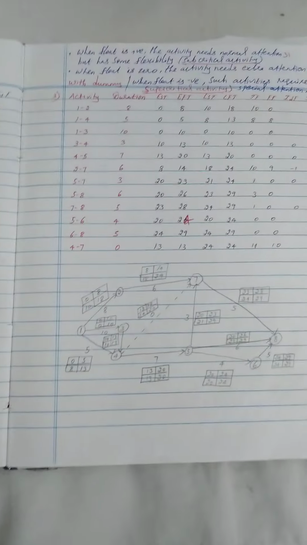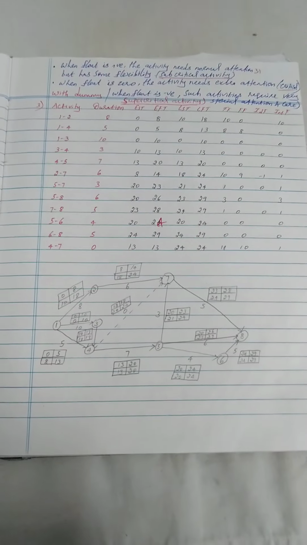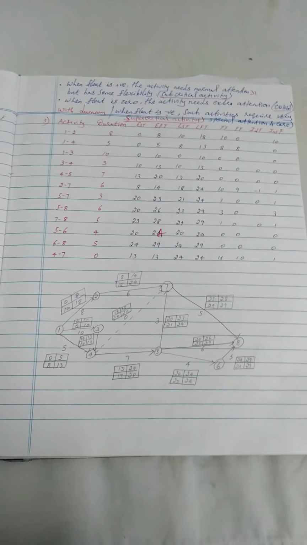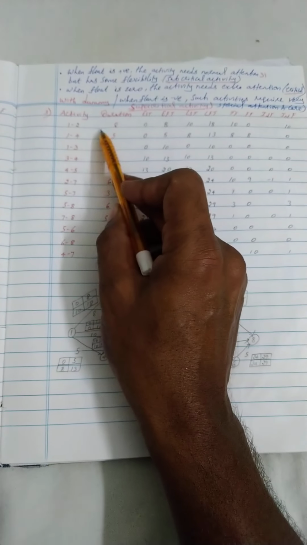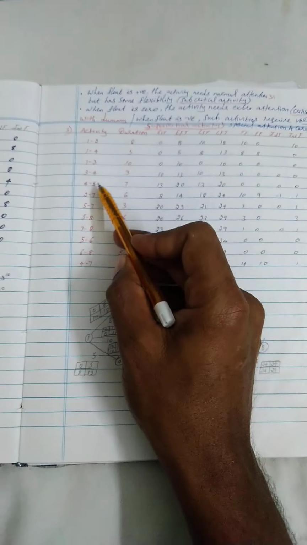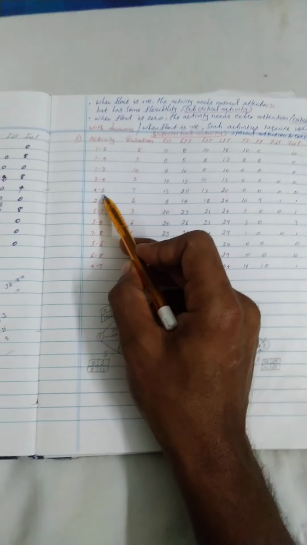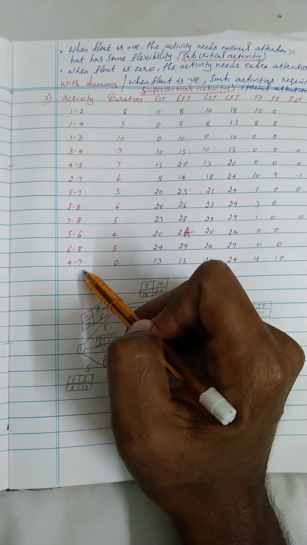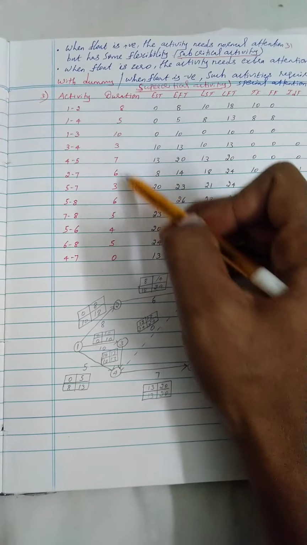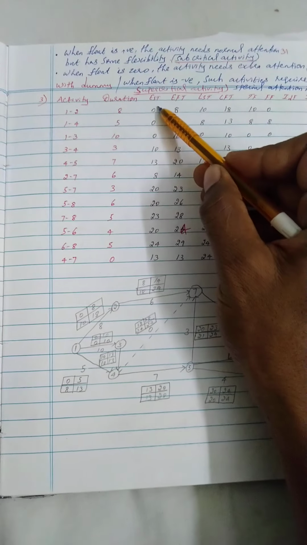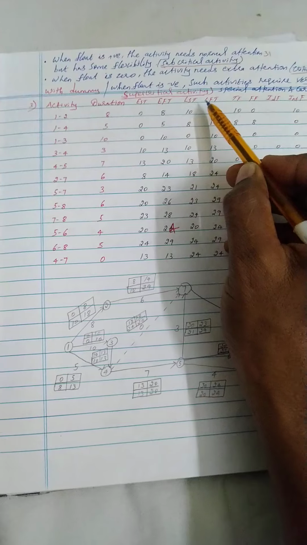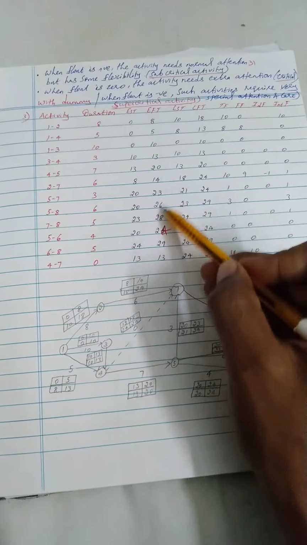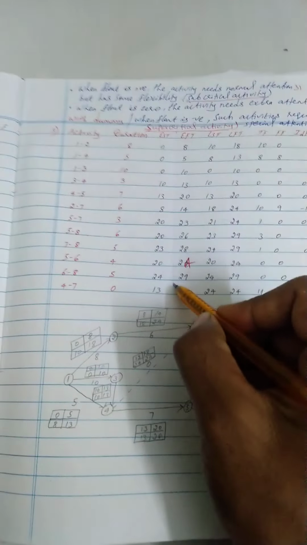Just take this problem to find out the independent float, interference float, free float, and total float. The question gives activities 1 to 2, 1 to 4, 1 to 3, 3 to 4, 4 to 5, 2 to 7, 5 to 7, 5 to 8, 7 to 8, 5 to 6, 6 to 8, and 4 to 7, with different durations for the respective activities. You need to mark events 1, 2, 3, 4, 5, 6, 7, 8, so 8 columns.